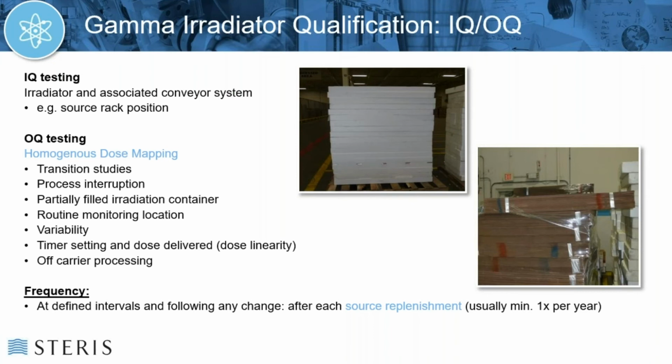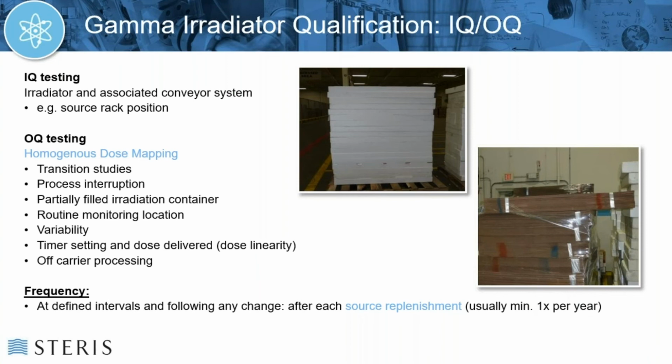After that, we do operational qualification testing to determine that the irradiator is capable of operating and delivering appropriate doses. We use homogeneous material for that. So here you see an example of low-dose ethafoam homogeneous material, and this is either a mid-density or high-density homogeneous cardboard.